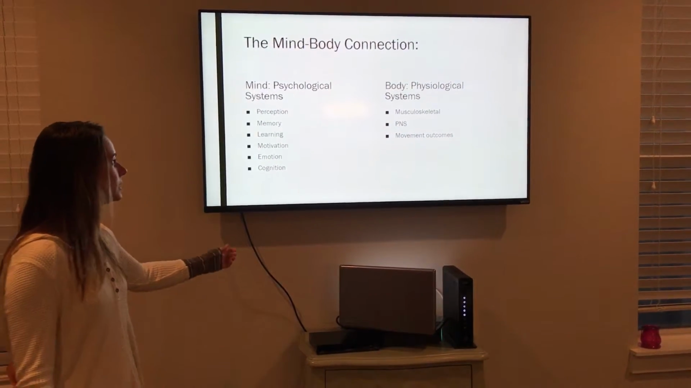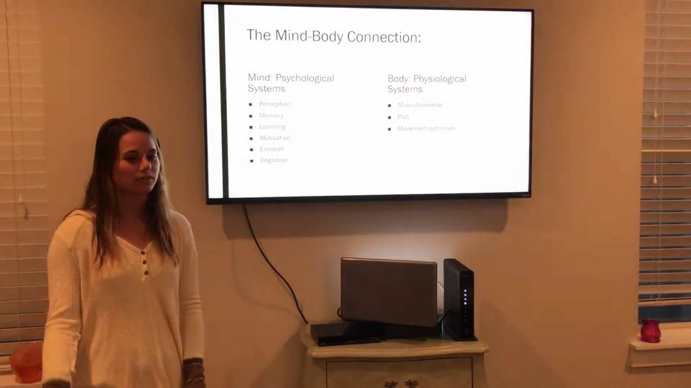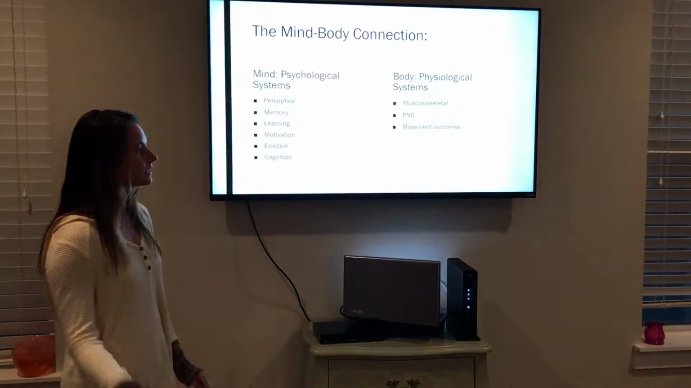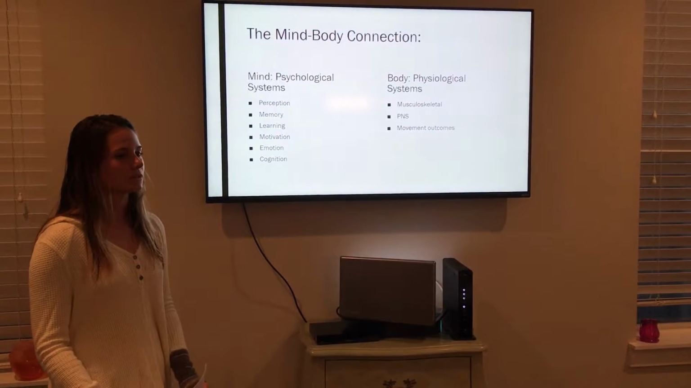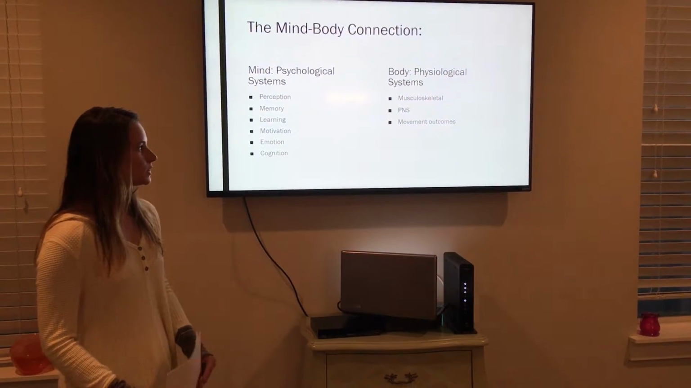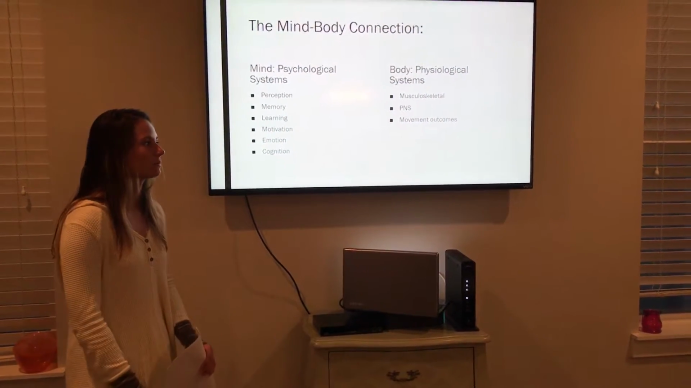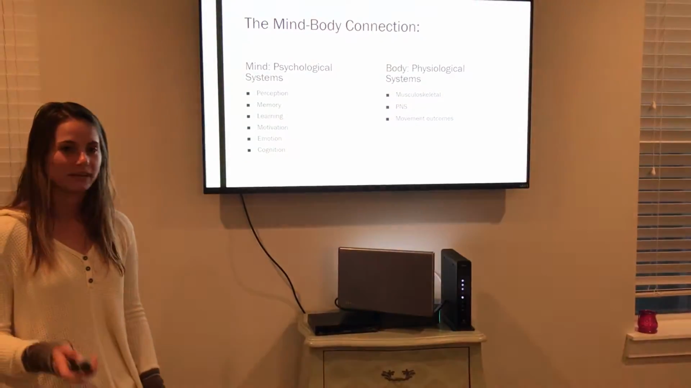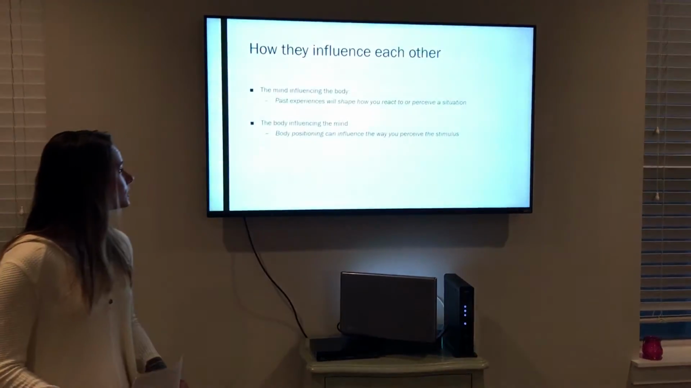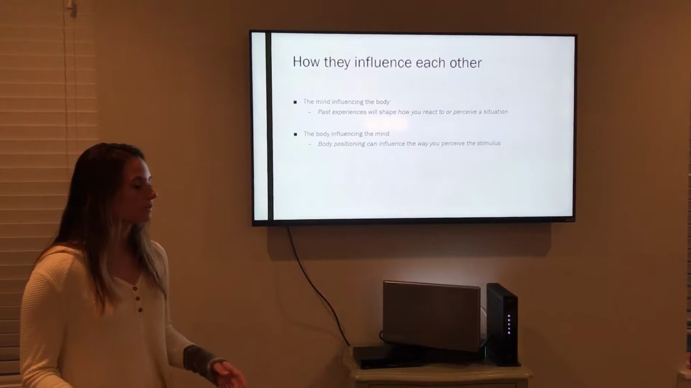Cool. So, as I said, our mind is the psychological process. This is our perception, memory, how we learn, what motivates us, our emotions, our cognition, while on the other hand, our body is more of the physiological processes. So this is our musculoskeletal system, our peripheral nervous system, and even movement outcomes.